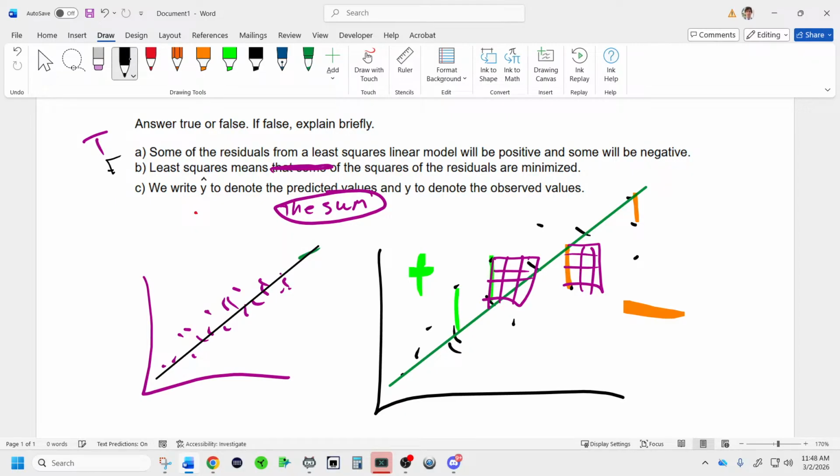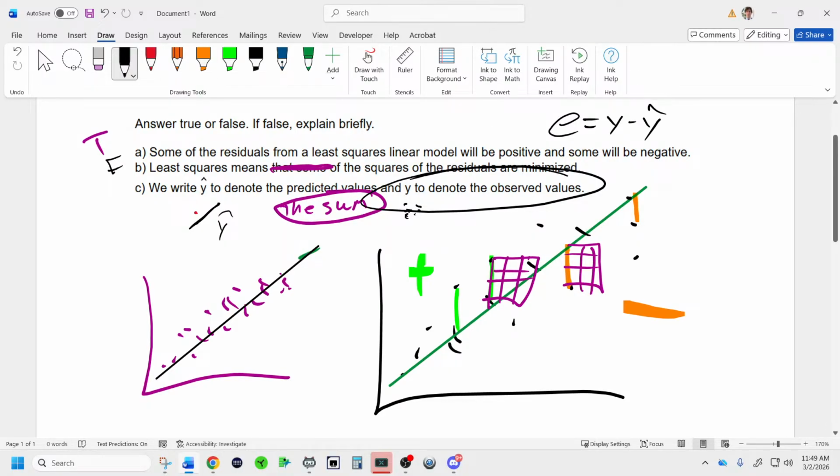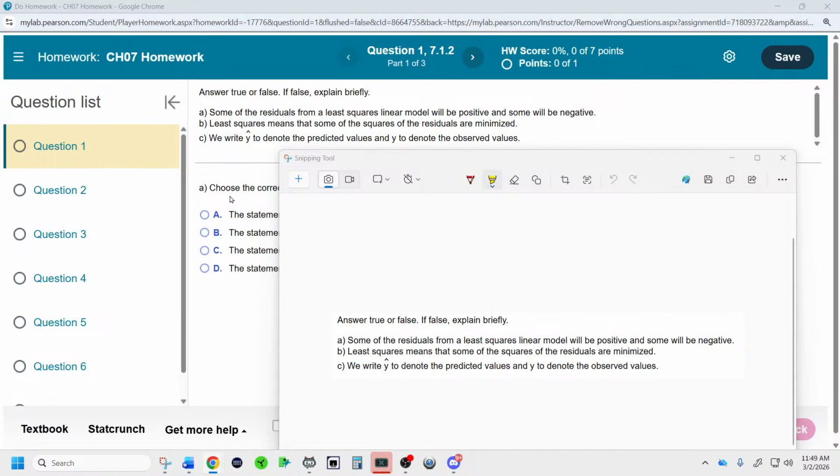So that is false. When you write y hat, it denotes predicted, and that's what we said right here. We said y hat is coming from the line, so the y hats come from the linear model. And then the dots themselves are the observed. So this is totally in line. And we should know that residual equals actual minus predicted. So good notes, that is true. So true, false, true. That's the first question and a good review.